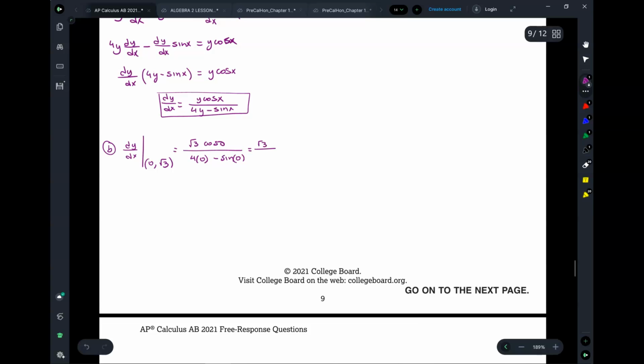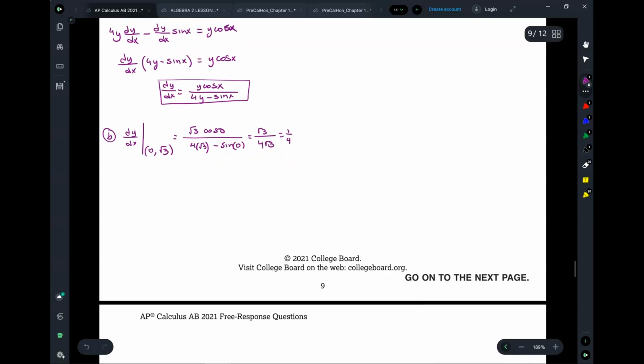Root 3 over, oh, sorry, it was 4 times y, root 3. So that's just 1/4. Okay, now slope at a point. The point is 0 comma √3, right? So y minus y1 is equal to m times x minus x1, with x1 equal to 0. So y equals 1/4 x plus √3.